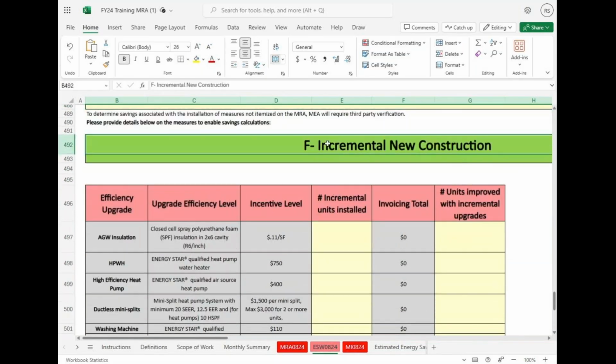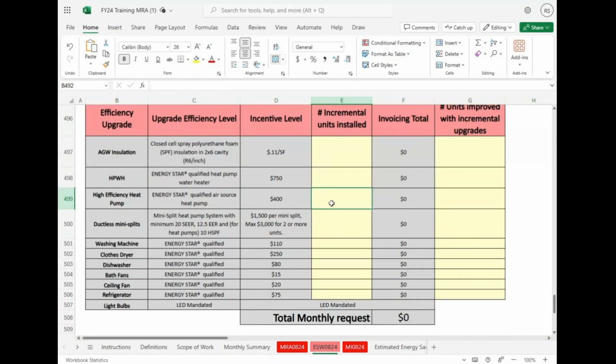Incremental new construction, we have more of those in FY24 than previous years. I've gone ahead and created this table, which is the approved incentives. Enter the number that you installed. So let's say you installed 2 Energy Star heat pumps.